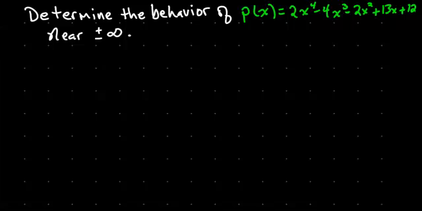In this video, we'll determine the behavior of a polynomial. Here, this polynomial 2x to the fourth minus 4x cubed minus 2x squared plus 13x plus 12 near plus or minus infinity. And that's saying as x gets really big, how is this polynomial behaving as x gets really big in the positive direction and as x gets really big in the negative direction. And let me show you how to do these. These are tricky until you see one or two of them.